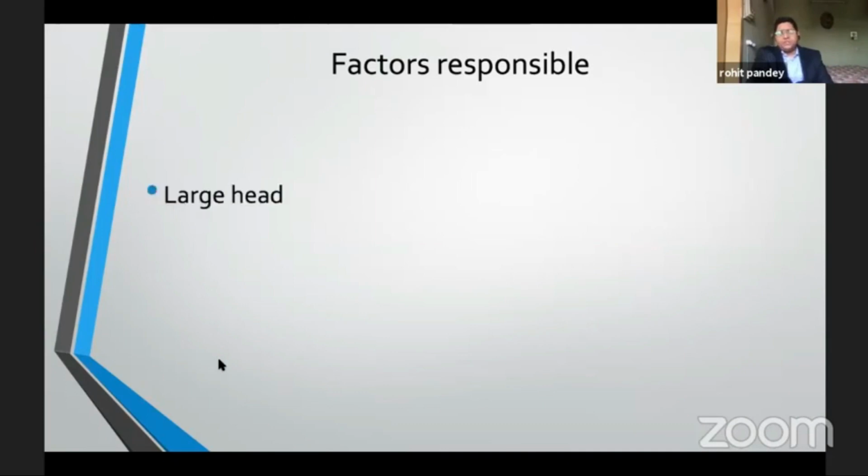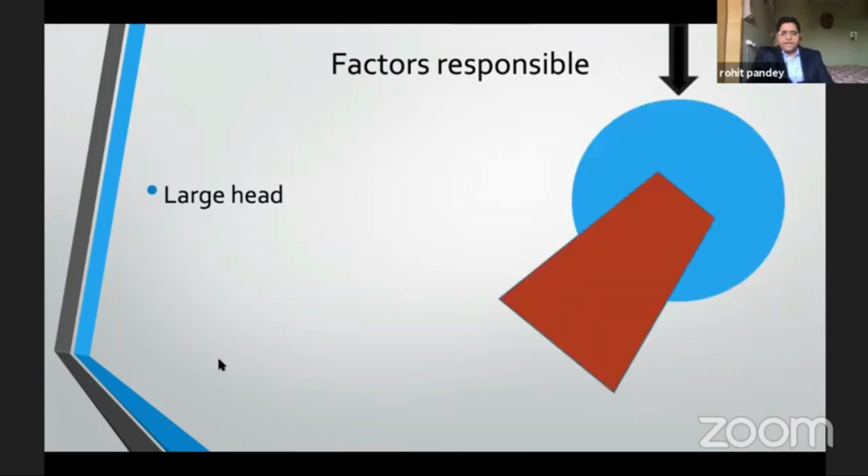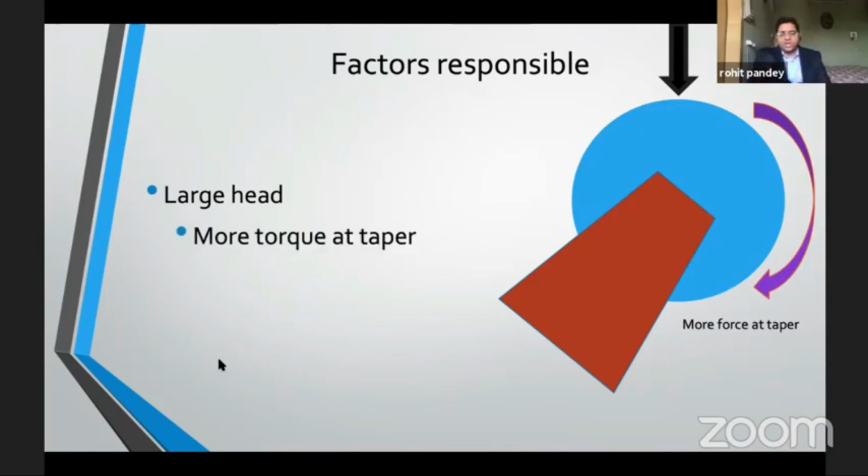This concept is very important and I would like you to take this one home with you: if you have a large femoral head, the force of the body acting on it acts as a torque at the taper. Then there is more force at the taper, and that causes micromotion and release of metal particles. So more torque at the taper leads to more wear. Another consequence of a large femoral head is that it may cause increased volumetric wear, and that may lead to adverse reaction to metal debris.